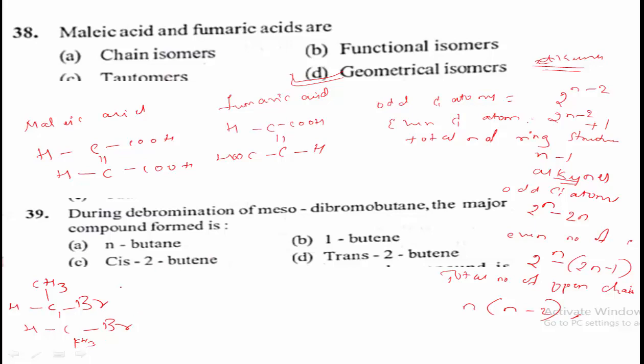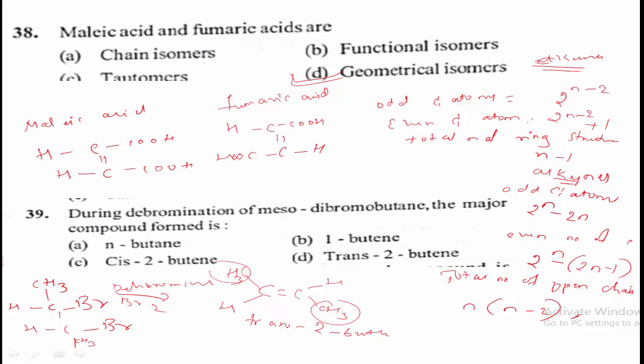Students, when this undergoes debromination, it means removal of bromine. Is it right? Yes, removal of Br2. At that time it gives compounds like this, CH3, and here H, and here CH3. Is it right? Yes. What is this one? This is the trans form, because here two similar groups are present on opposite sides. This one is trans 2-butene.